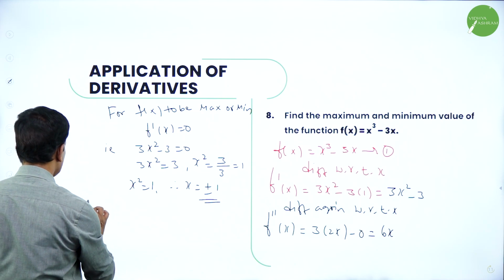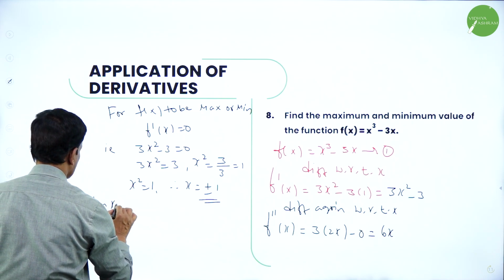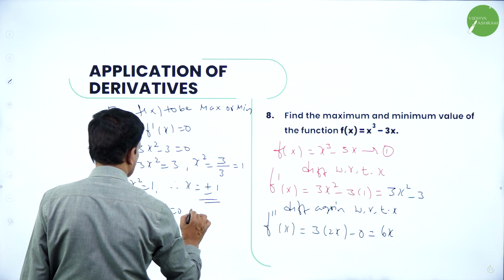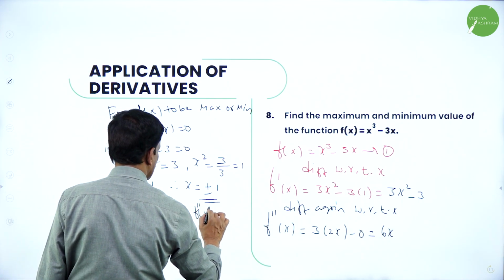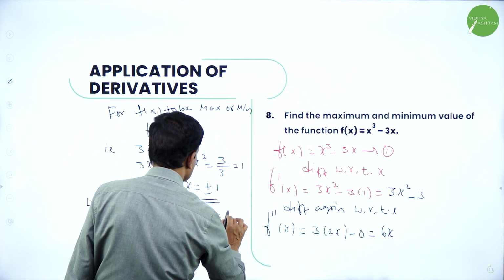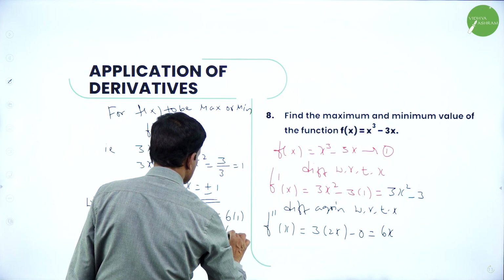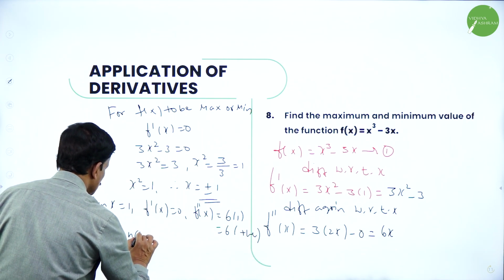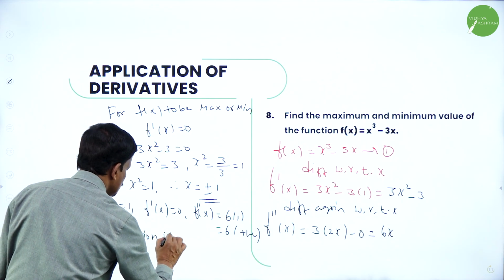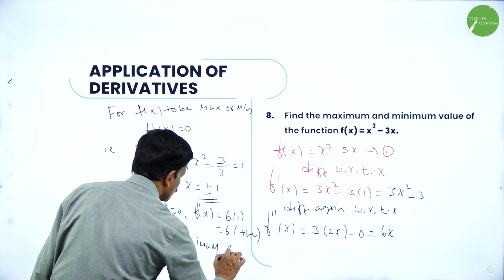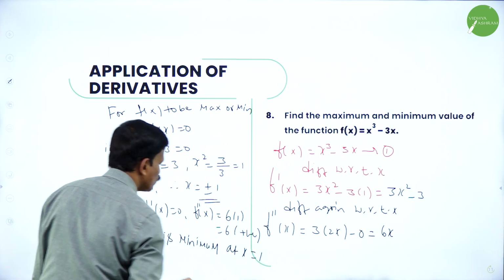Now when x is equal to 1, f dash of x is equal to 0, f double dash x, what is f double dash x? 6 into 1, that's equal to 6, means positive. The function is minimum at x is equal to 1.